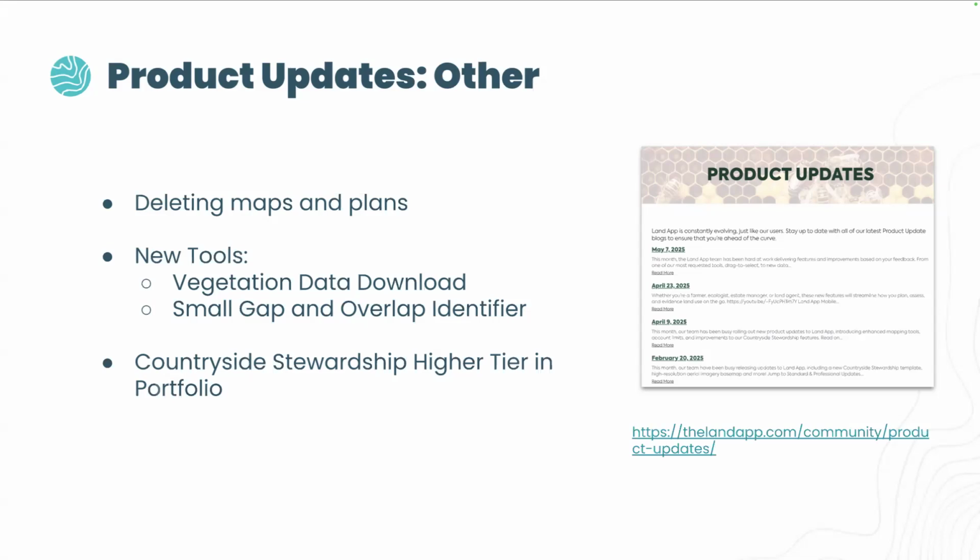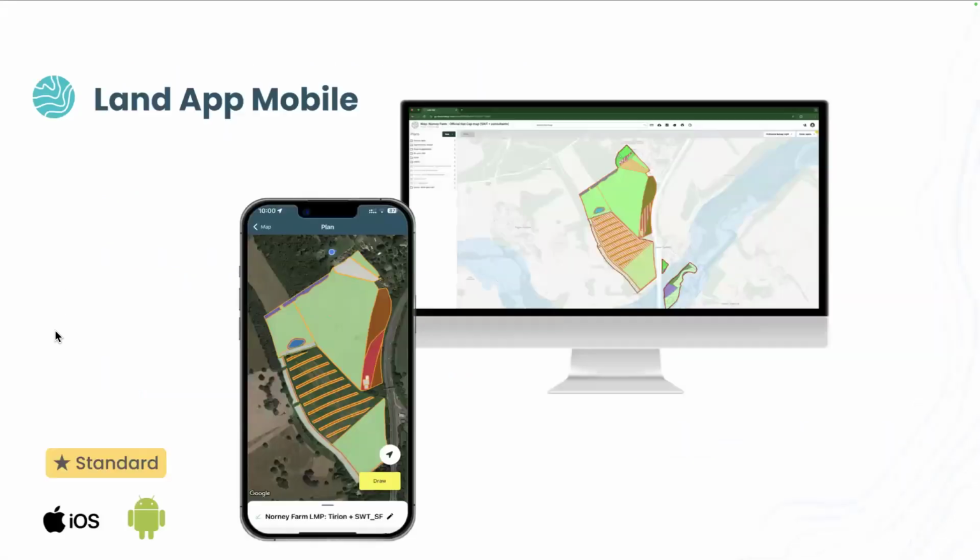And also just to help people with data hygiene, so keeping your maps clean, we've released the small gap and the overlap finder as well. And then finally, for any professional subscribers out there, the Countryside Stewardship higher tier 2025 is now available in the portfolio view. If you don't know what that means and are interested, that's another thing we cover on our YouTube channel. Okay, so there are the product updates, I believe.